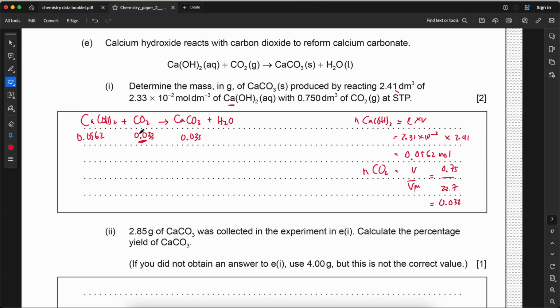So we refer to the limiting reactant. Now we've got the moles of CaCO3, so we can calculate the mass of CaCO3, which is moles times molar mass, giving 3.30 gram.